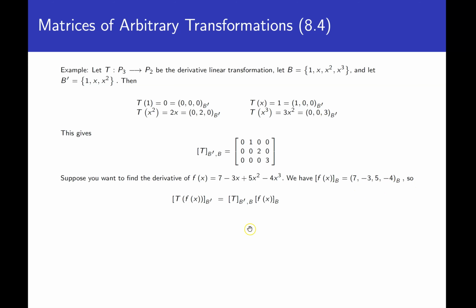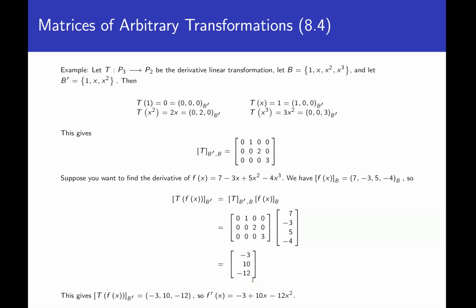The rule we developed before was take the matrix and multiply by the coordinate vector. So I take this matrix that we just found and multiply by the coordinate vector. And if you do that matrix multiplication, you get -3, 10, -12. And lo and behold, that tells me that the coordinates of the output are -3, 10, -12.